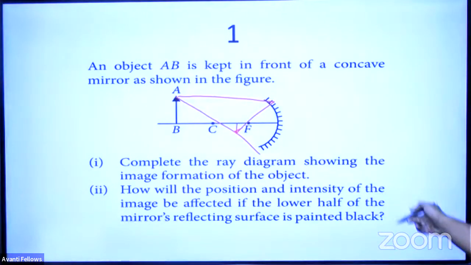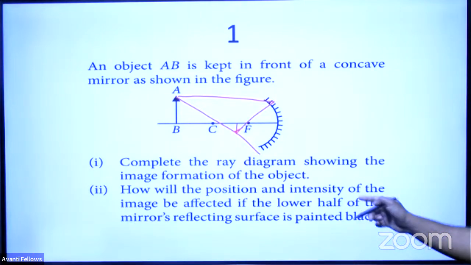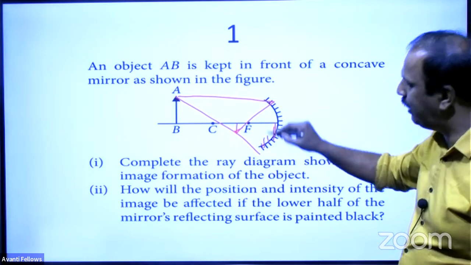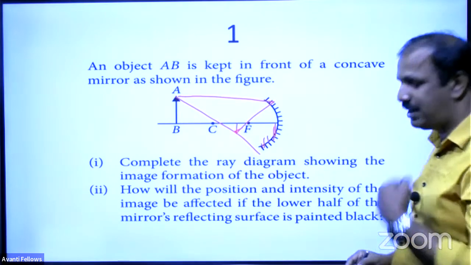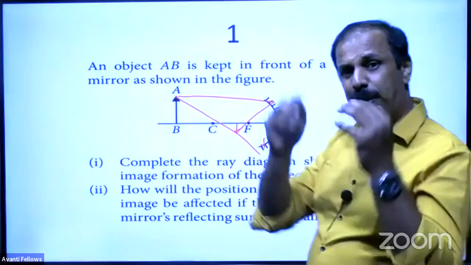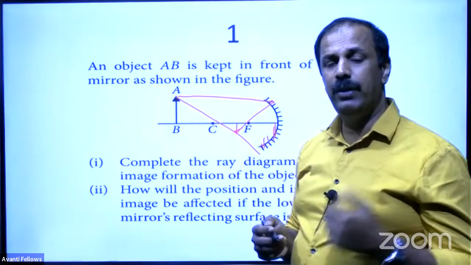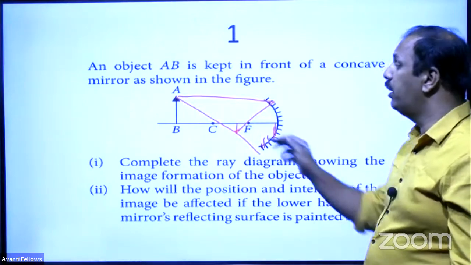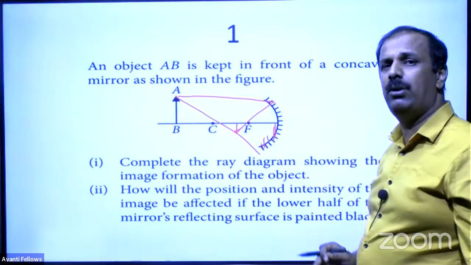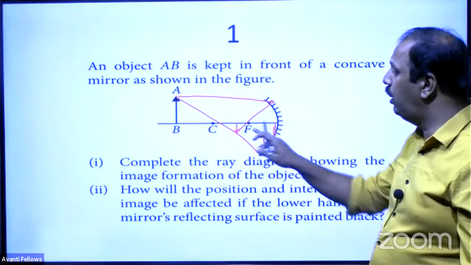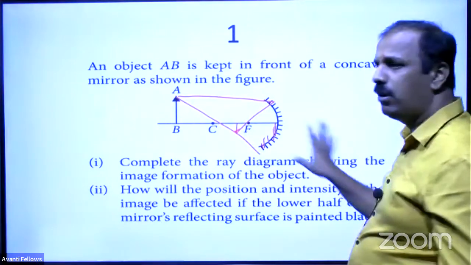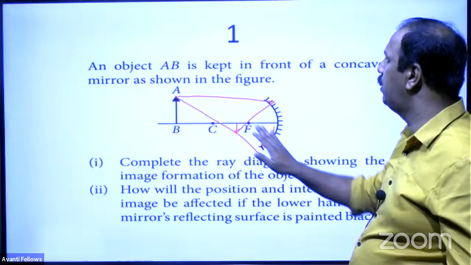Then the next one is, how will the position and the intensity of the image be affected if the lower half of the mirror reflecting surface is painted black? If this area is painted black, how will it affect? Just now we discussed that one. In the case of a lens, if you paint half of the part, then what will happen? Only the intensity will change. Don't write it as half of the image will be going or something, nothing like that. Only the intensity of the image will be changing, that's all. Okay, so that question is very simple.